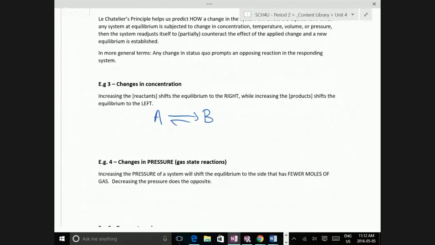And the whole reaction will shift to the right. The reaction always works to undo what you've done. Does that make sense? So if I increase the concentration of A, it drives the reaction forward. What if I increase the concentration of B? It'll drive the reaction to the left. It'll drive the reaction backwards to try to make more A.